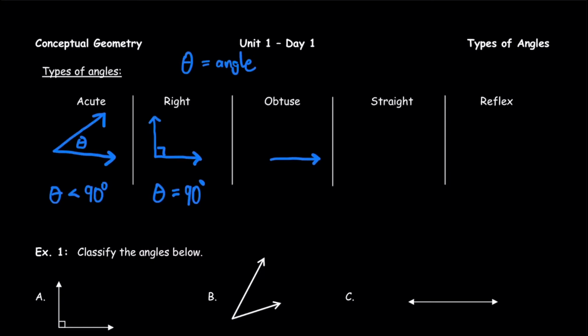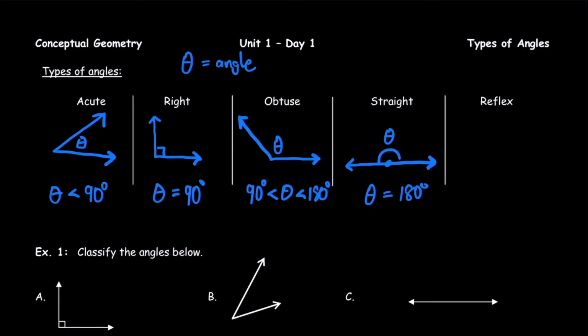So it kind of looks like this. And there's my theta. So what I'm going to say here is 90 degrees is less than theta is less than 180. That's a way that we can write an inequality that represents an angle between 90 and 180 degrees. Next, we have a straight angle, and that's just going to look like a line, basically. That would be the vertex. So this here would be the angle. That's my theta, and that is exactly 180 degrees.